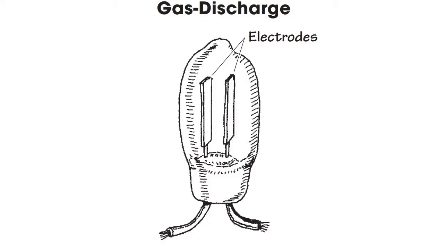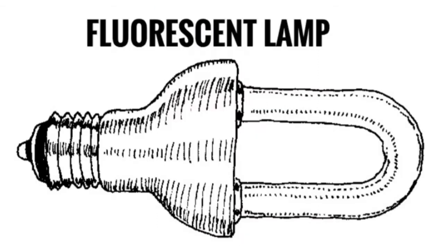The third type is the gas discharge lamp. Gas discharge lamp has neon gas filled inside an enclosure with two electrodes which discharge when voltage is applied between the two electrodes. The fourth type is the fluorescent lamp, which is quite difficult to understand.